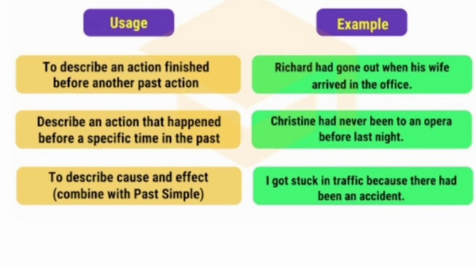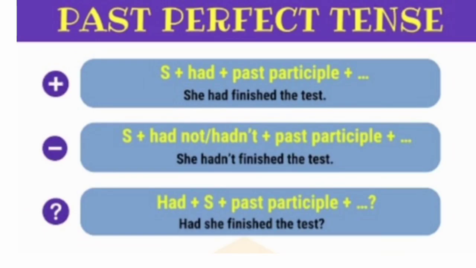Number 3. To describe cause and effect. I got stuck in traffic because there had been an incident. Let's learn the formation of the sentences in past perfect tense.